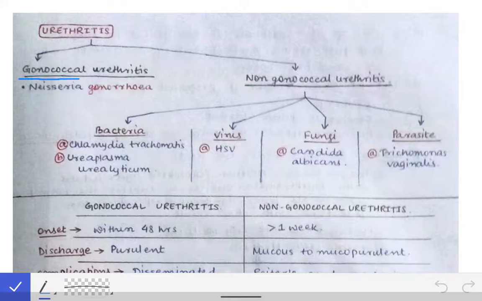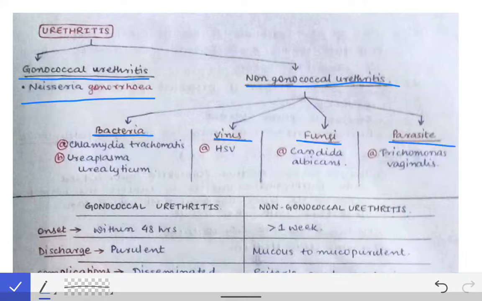Gonococcal urethritis is caused by Neisseria gonorrhoeae, and non-gonococcal urethritis can be caused by some other bacteria, viruses, fungi, or parasites. So, we have classified based on whether the causative agent is gonococcus or not. If the causative agent is gonococcus, then we call it gonococcal urethritis. If it is any other organism other than gonococcus, then we call it non-gonococcal urethritis. Non-gonococcal urethritis can be caused by bacteria, viruses, fungi, and parasites.